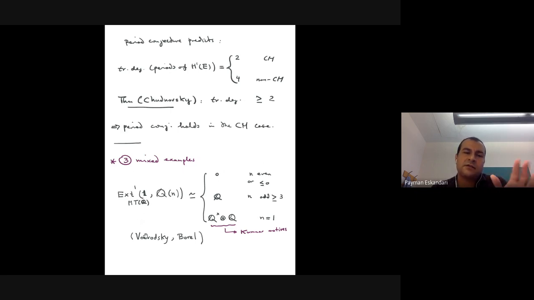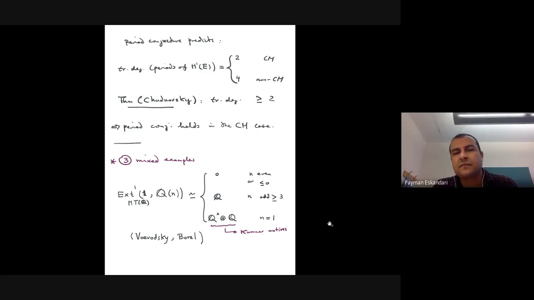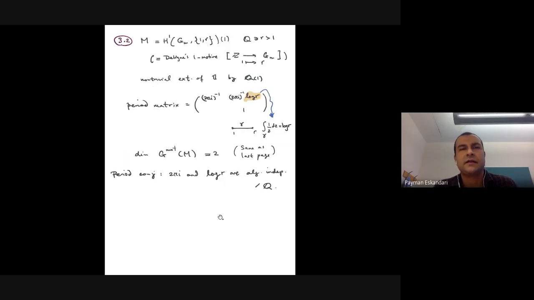So this is work of Beilinson, which relates this Ext group to K-theory, and then the K-theory groups for Q are computed by Borel. So this is actually equal to this, and yes, it's generated by those Kummer motives. Okay, so let me keep going.